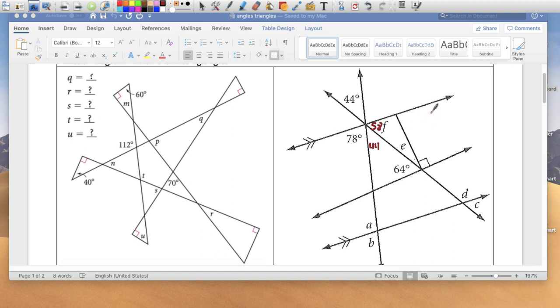Right? And what else can I do here? I have 44, I have 64, which means I can find this over here, right? 44 and 64 equals 108, minus 180 equals 72. So I know this is 72. And if I know this is 72, guess what? This is 72 as well. Right?